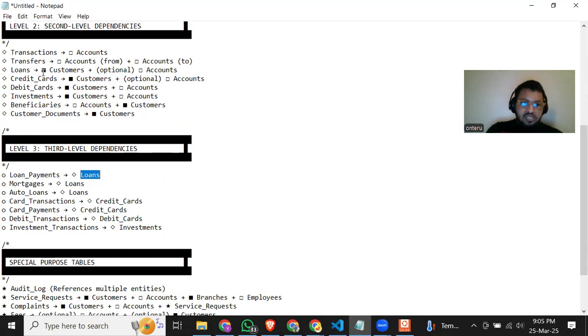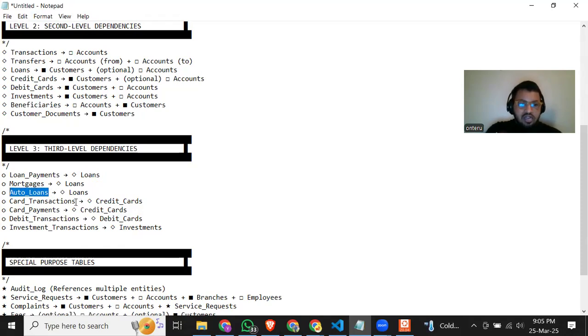Loans indirectly depends on customers. So this is the type of third level dependency between loan payments and loans, and mortgages and auto loans. Mortgages means if I issue any loans for mortgage purposes, that type of information is going to be stored in the mortgages table. And auto loans means if I issue any loans for cars or bikes or anything, that type of information I'm going to store in the auto loans table.